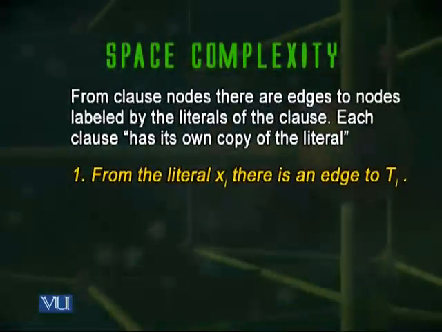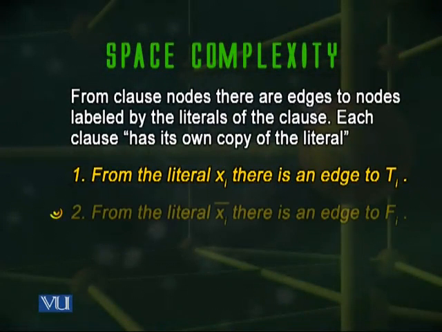From the literal xi, there is going to be an edge to ti. And from the literal xi bar, there is going to be an edge to fi. So in other words, what we're doing is we're connecting a literal to the original node if and only if that assignment was going to make this literal true. So for example, x3 bar will be connected to f3.